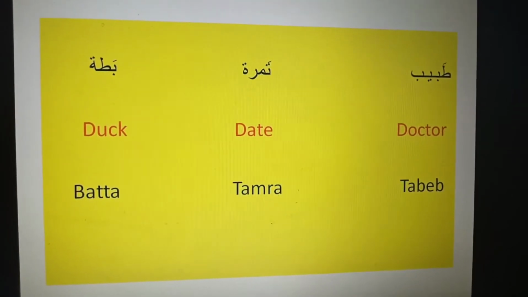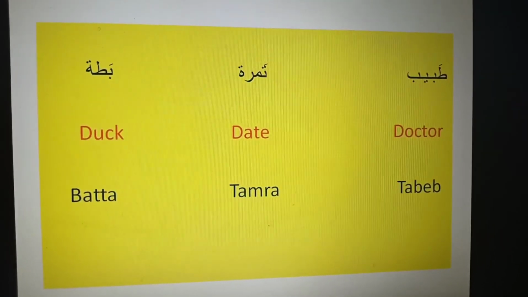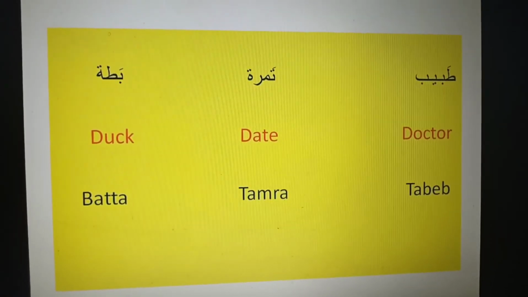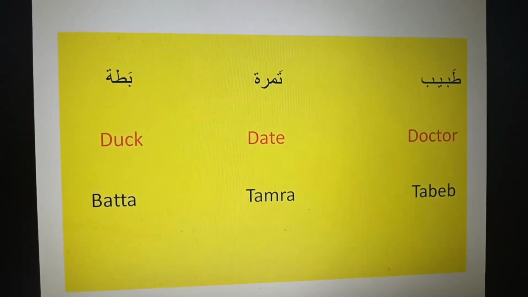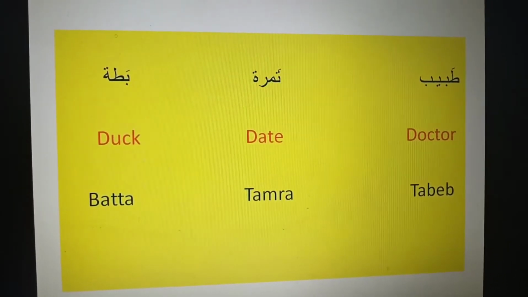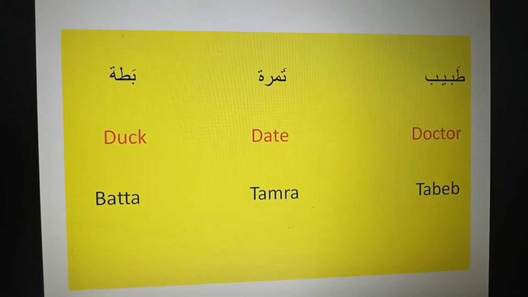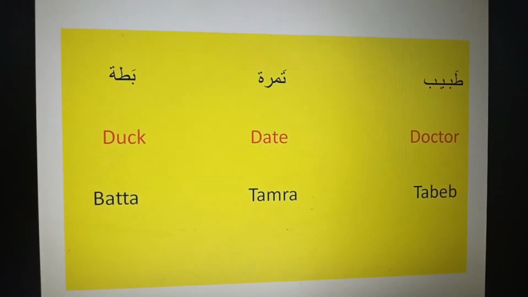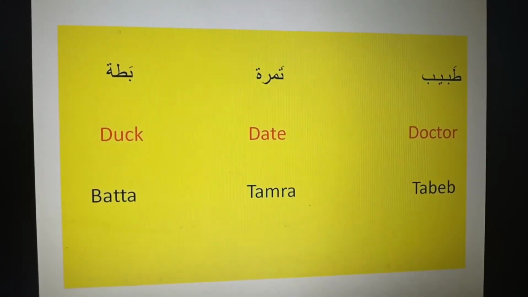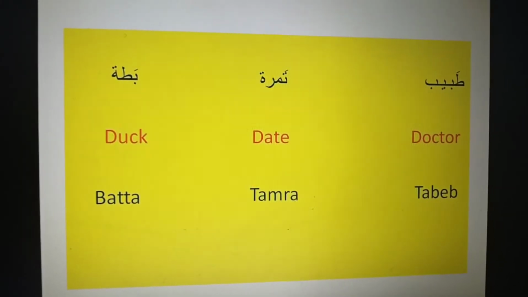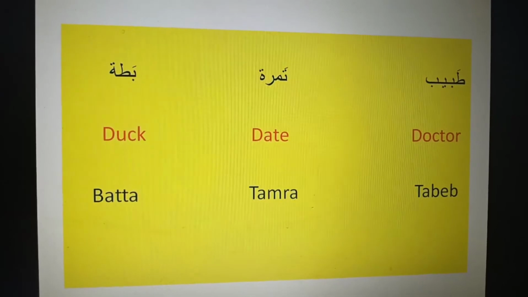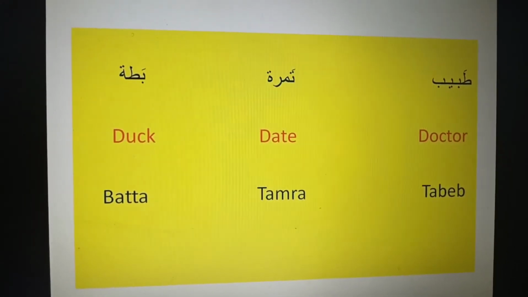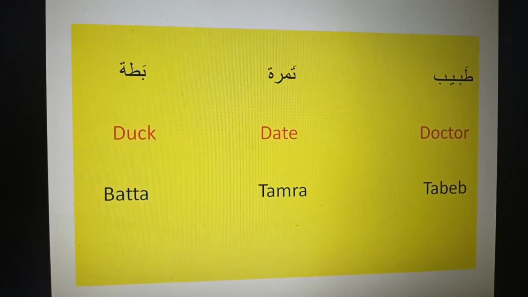Taking the first example, tabib, meaning doctor, we have the first letter ta. Ta stands for T in English, and it has a fatha on it, so we add A. And then the second letter is ba, which stands for B in English, so we add B, tabib. You can see tabib, only a small A sound stands for the fatha. Tabib, fatha, short A sound.